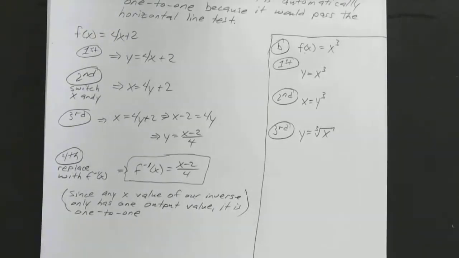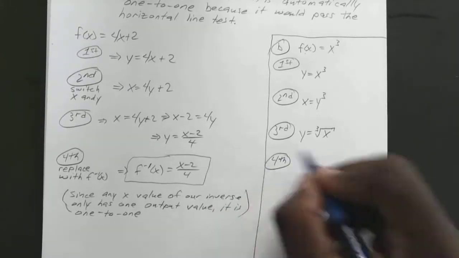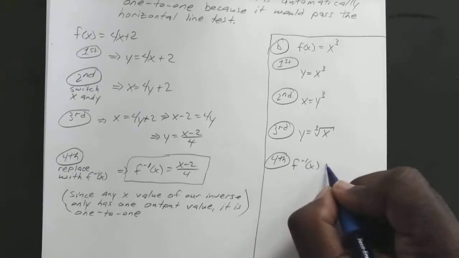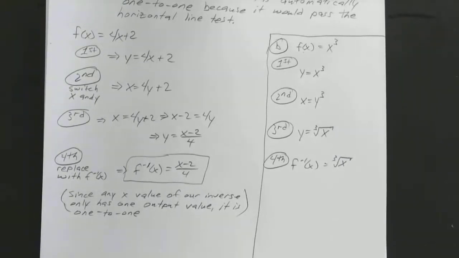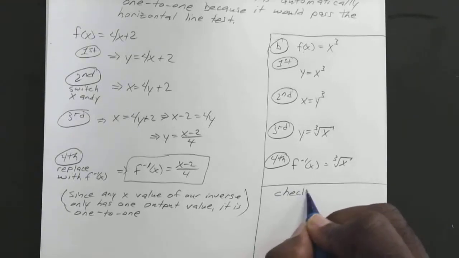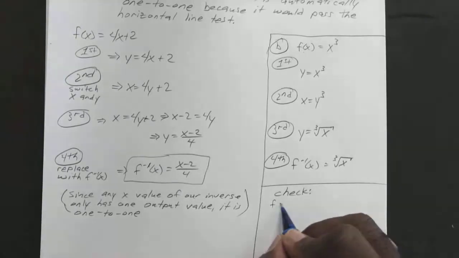Then third, you're going to solve for y. So you have the cube root on both sides. So you have y equals the cube root of x. And for your fourth step, you're going to change that to f inverse. f inverse equals cube root of x. Okay. So you know each x value you plug in is going to have a unique f inverse value.